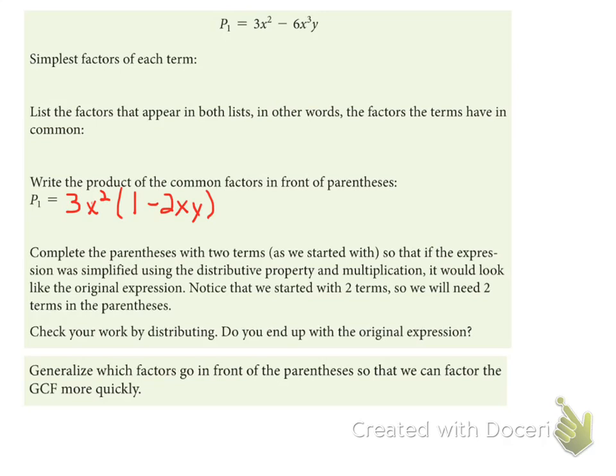They want us to check our work by distributing. So if we distribute to the first term, we would get 3x squared, and then the 3x squared times the second term. A positive times a negative is negative. 3 times 2 is 6. X squared times x is x cubed, and then we also have the y. So do we get the original equation? Yes.